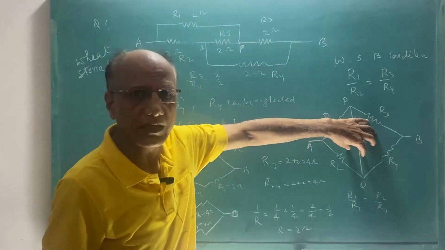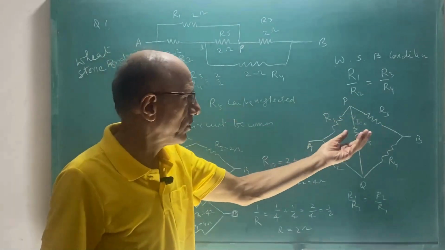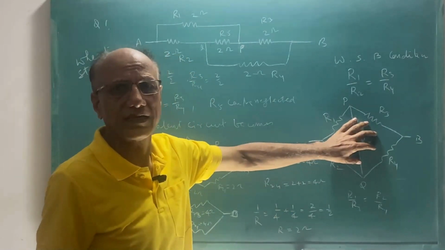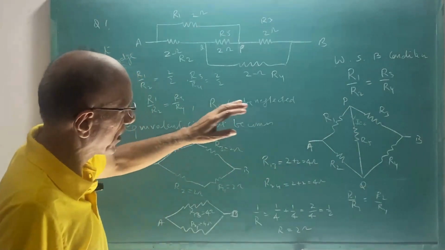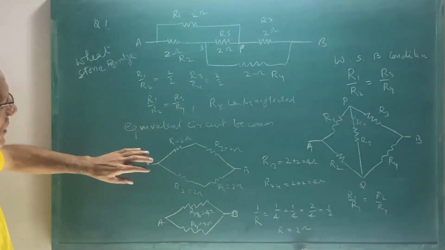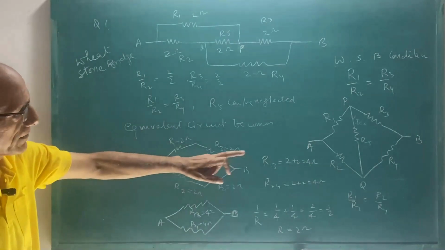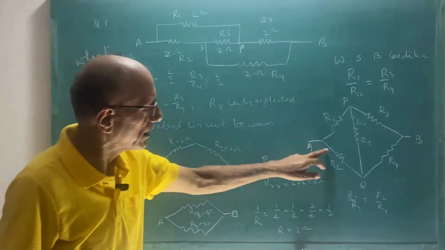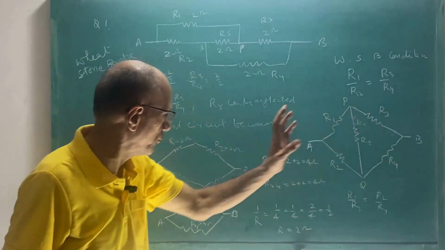In this resistance there is no current, it is not using the current, so no use of connecting it here. We just remove it. So after removing this, the equivalent circuit becomes this, just see, and this arm is R2 and R4, and this is removed, so no connection.